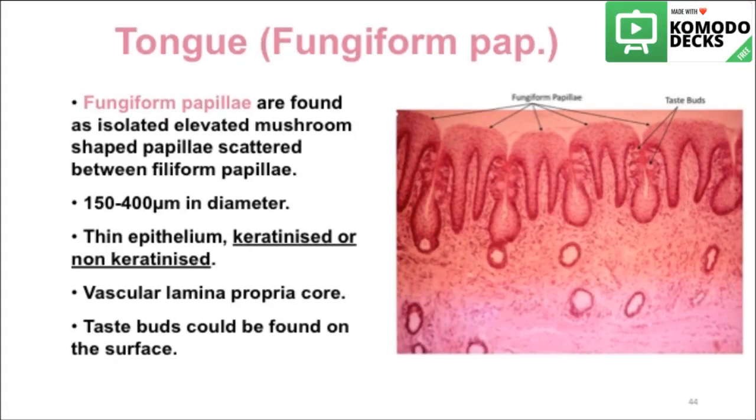Second, the fungiform papillae, looking like mushroom. They are big in size. They are keratinized or non-keratinized. Each contains 1 to 3 taste buds, demarcated here, and they have rich capillary in the lamina propria.